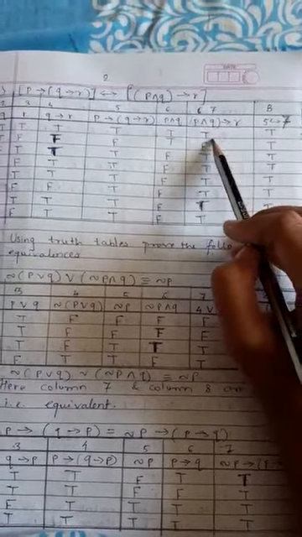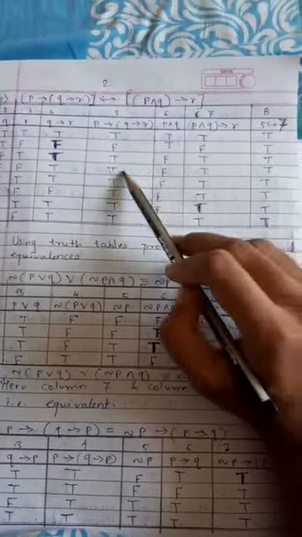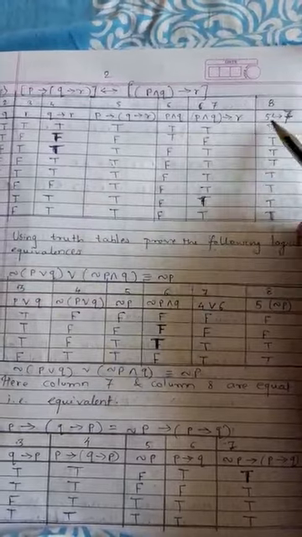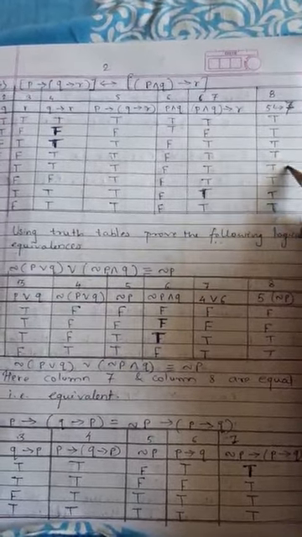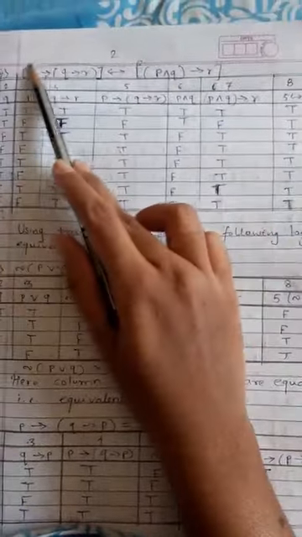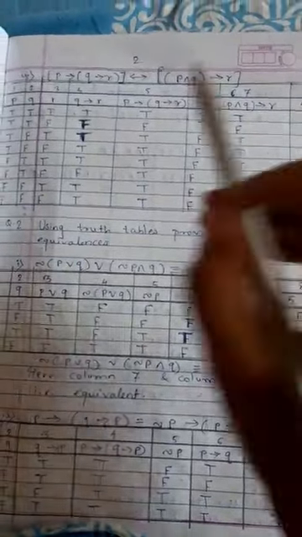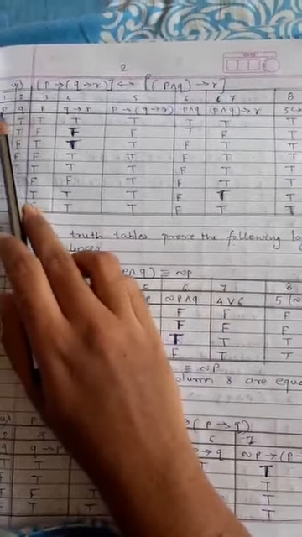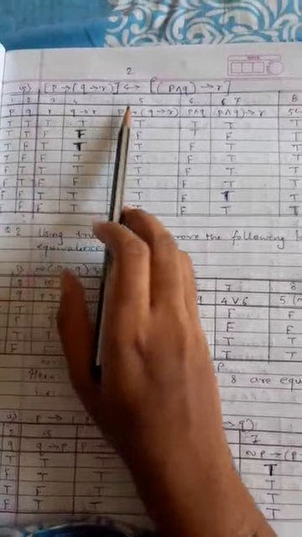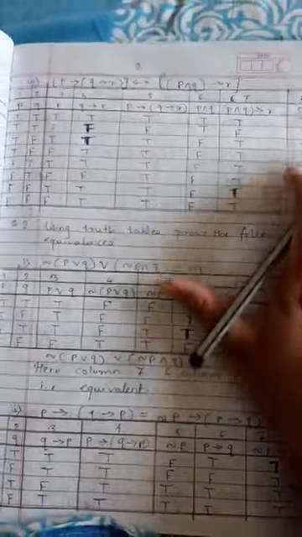T double implies T is T from the truth table. F double implies F is T. T double implies T is T. T double implies T is T. Okay, and so on. So this is the last column, and all the entries are T here. So if you are given a statement that is very big, you have to do it like this: you have to number the columns, so that we can manage it in our notebook.